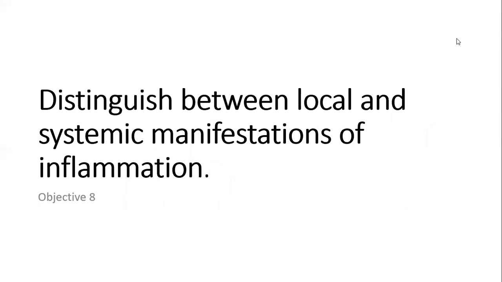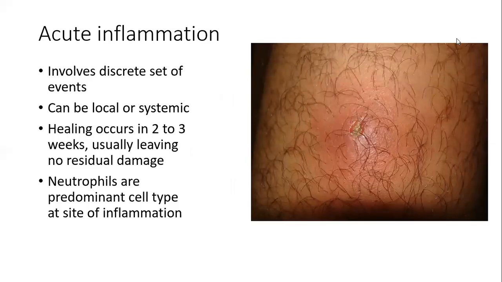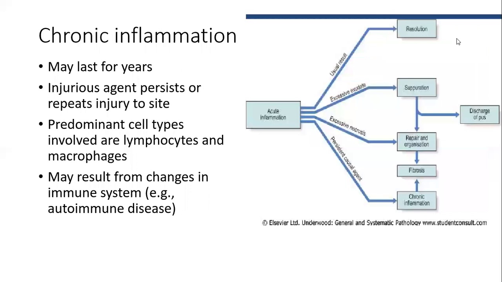So distinguish between local and systemic manifestations of inflammation. Well, let's talk about acute inflammation. This involves a discrete set of events. It can be local or systemic, and healing occurs usually in 2 to 3 weeks, usually leaving no residual damage. In this case, neutrophils are the predominant cell type at the site of inflammation, and that is like acne or a thorn in your skin or something. That's what that looks like. So you can see it's contained.